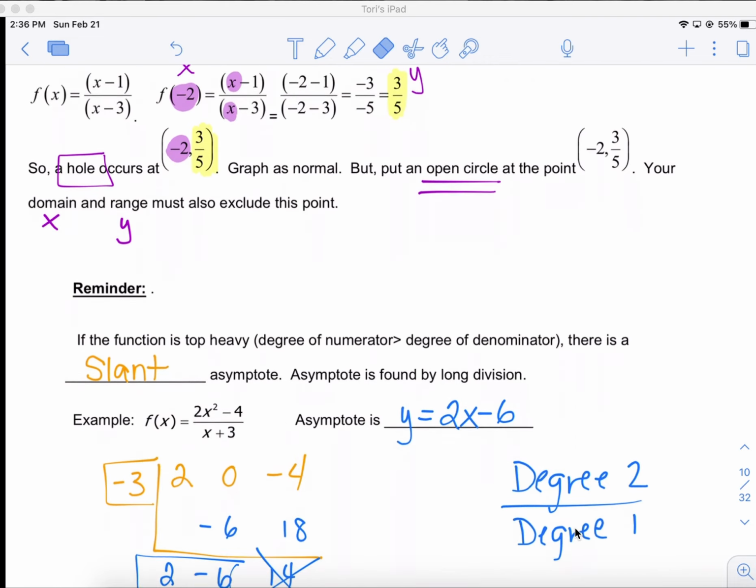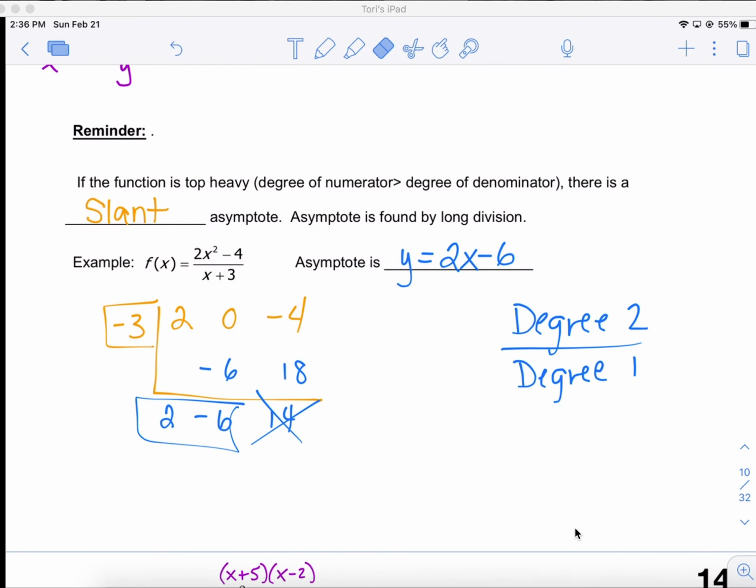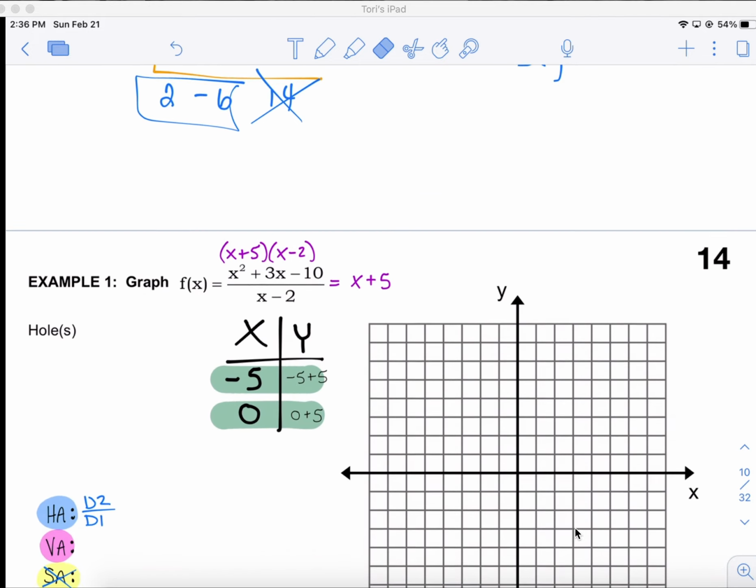All right, moving on to the bottom. Remember that if your degree on top is ever bigger than your degree on bottom, that does make for a slant asymptote. This is the exact same problem that we worked out in the last notes. I just wanted you to have it to see one more time. All right, let's go ahead and get started with some examples.